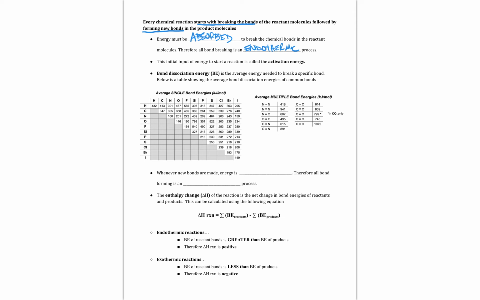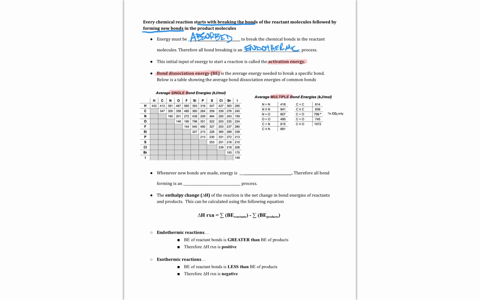This initial input of energy to start a reaction is called the activation energy. Scientists have experimentally found the average energy needed to break up specific bonds, and they are called bond dissociation energies. And this table below shows us the energy required to break a specific bond, either a single bond in this first table or multiple bonds, such as double bonds and triple bonds in the second table.